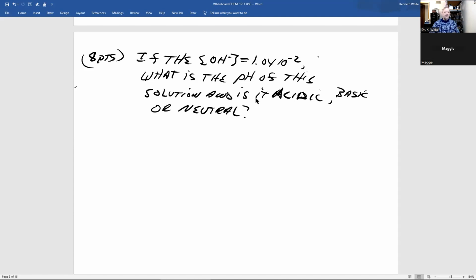All right, let's look at this. If the hydroxide ion concentration, OH minus, is 1.0 times 10 to the minus 2, what is the pH of the solution? And is it acidic, basic, or neutral? I'm going to do it stepwise. Actually, you are. What are you being asked to find? What are you given? Your turn.